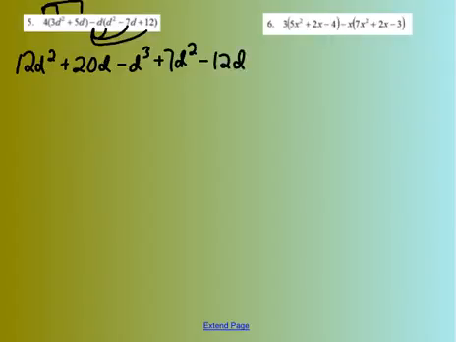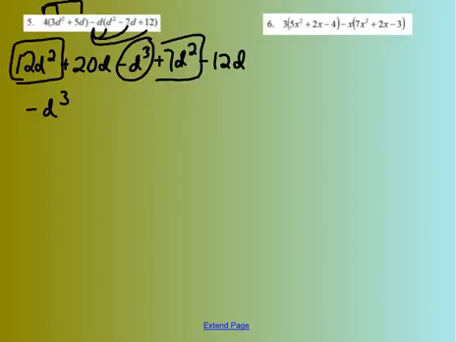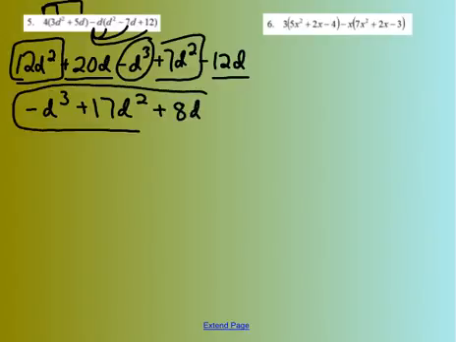So when I order this and write it in standard form, I would see minus d cubed. This is the biggest. You can cross that off if you need to. Then I'm going to d squareds. There's my d squareds. Where's all my d squareds at? Okay. 20d minus 12d, I would say it's plus 8d. This is your final answer here.